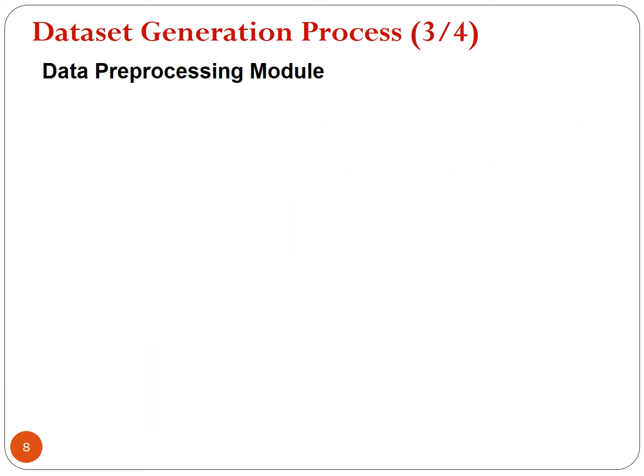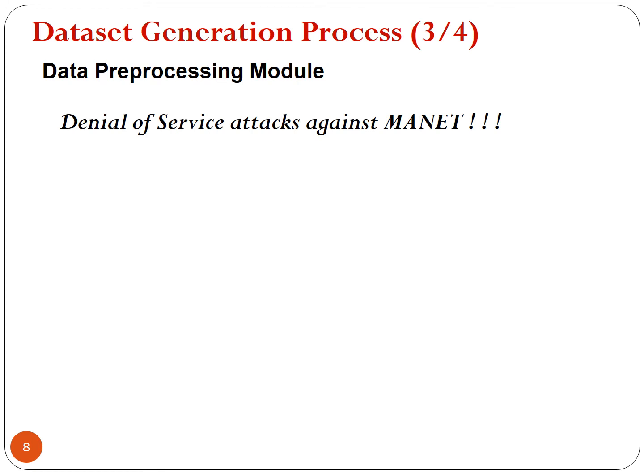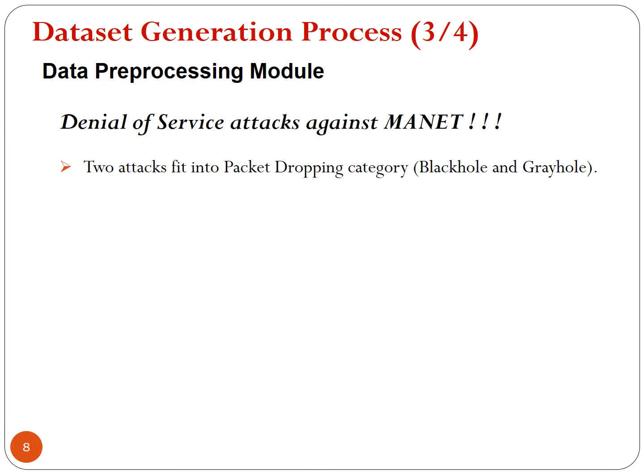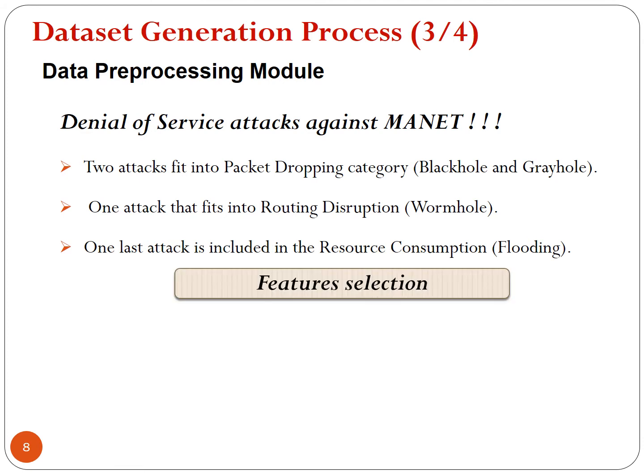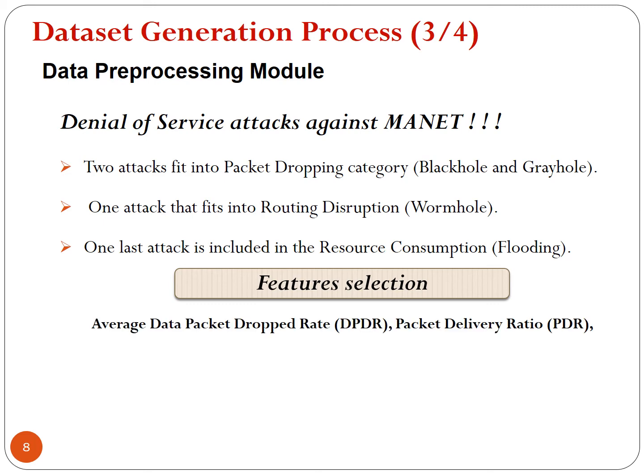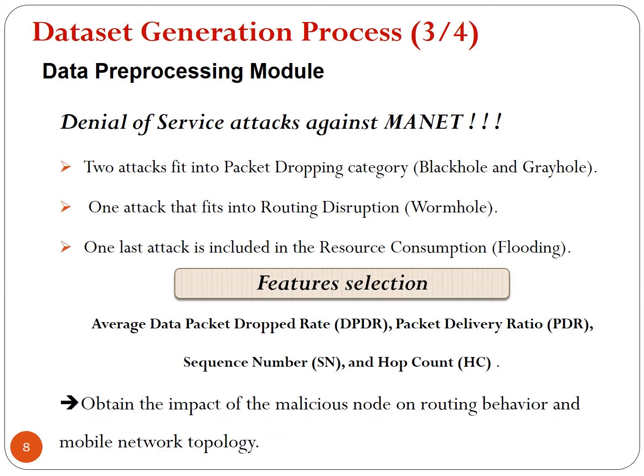In this study, we propose to define a typical dataset, a thorough investigation of attacks, and a selection of the most recent DoS attacks against MANET. The study will be limited to 4 types of attacks: 2 attacks fit into the packet dropping category, black hole B and gray hole G. One attack fits into routing disruption, wormhole W. One last attack is included in resource consumption, flooding F.